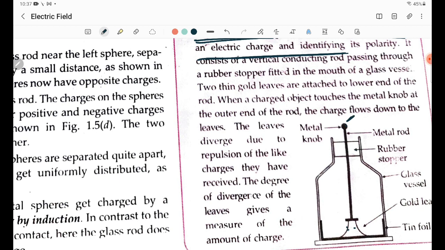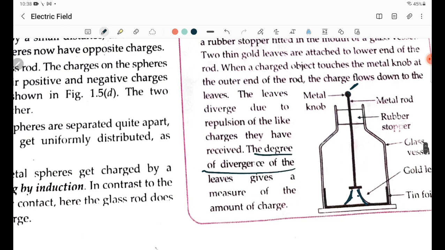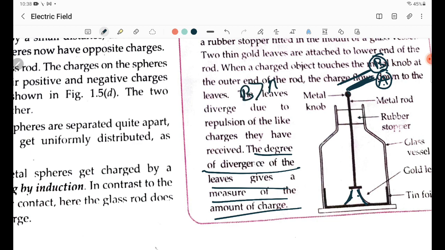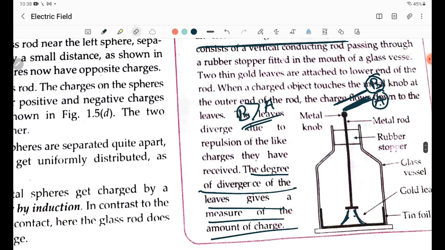Bring this glass rod near, and this gold leaf and this gold leaf will have the same charges and they will diverge. The degree of divergence gives the measure of the amount of charge. The more it diverges, the more charge there is. Suppose you take two glass rods, A and B. For A you get less divergence, for B you get more divergence. That means B has more charge than A. This is the gold leaf electroscope. You have done it in class 6 or 7.